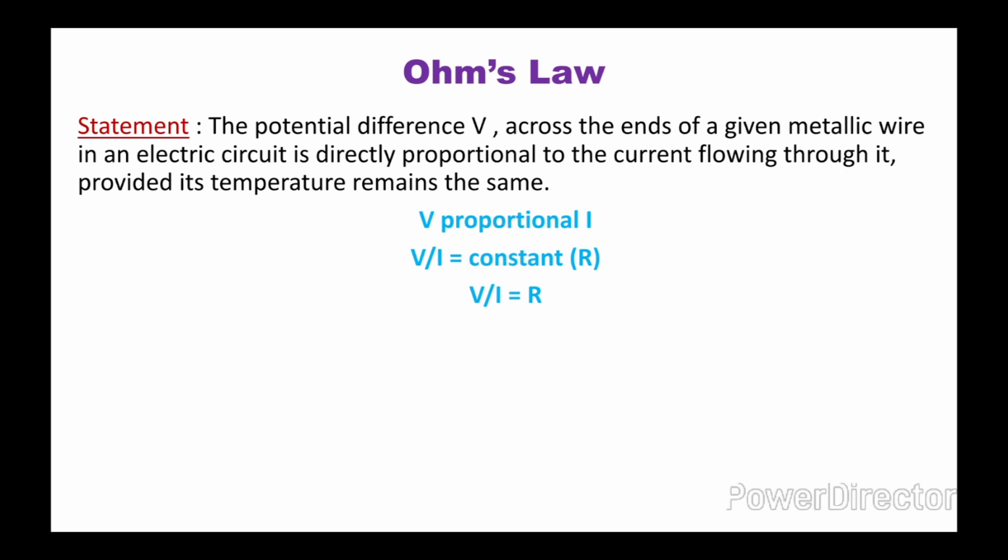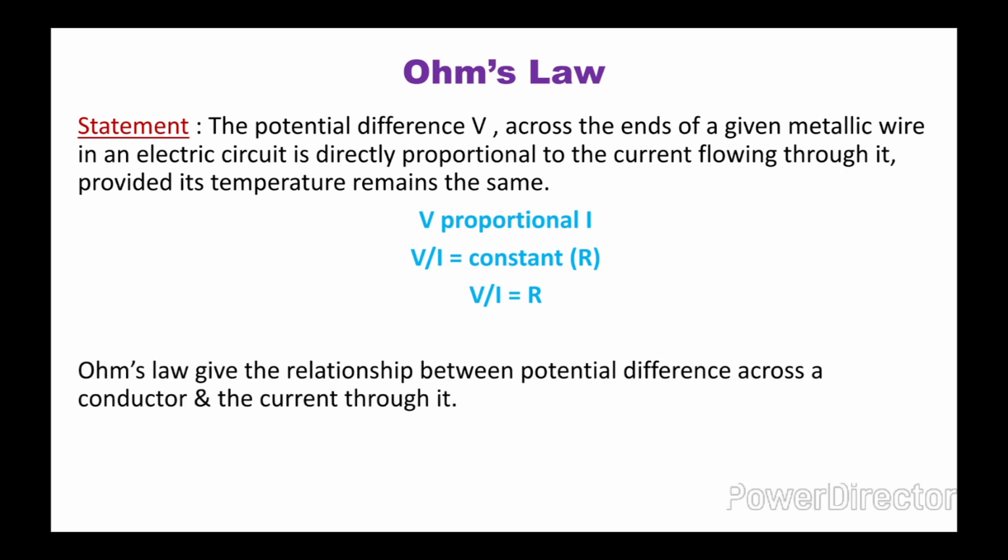So the mathematical form of Ohm's law is V is proportional to I. V is nothing but potential difference. I is nothing but current flowing through the circuit. So the mathematical form is V by I equals R. R is nothing but the resistance of the circuit. So the potential difference is directly proportional to the current. This is the statement of Ohm's law, and this Ohm's law gives the relationship between potential difference and the current flowing through it.